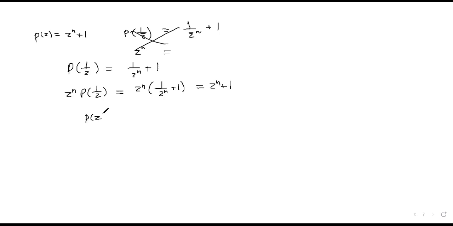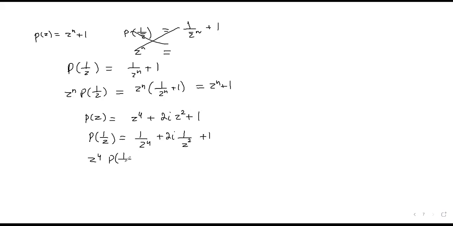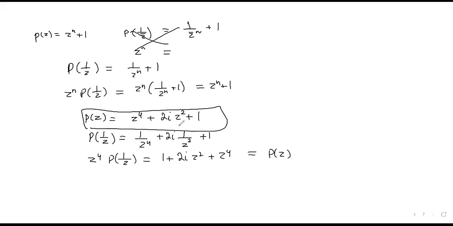Similarly, I can do one more example. Let's take z raised power 4 plus 2 iota into z square plus 1. Let's check what p of 1 by z would be. It will be 1 by z raised power 4 plus twice iota into 1 by z square plus 1. And if I multiply by z raised power 4, this would be 1 plus twice iota into z square plus z raised power 4, which is the same thing as p of z. So this is also a self-reciprocal polynomial.